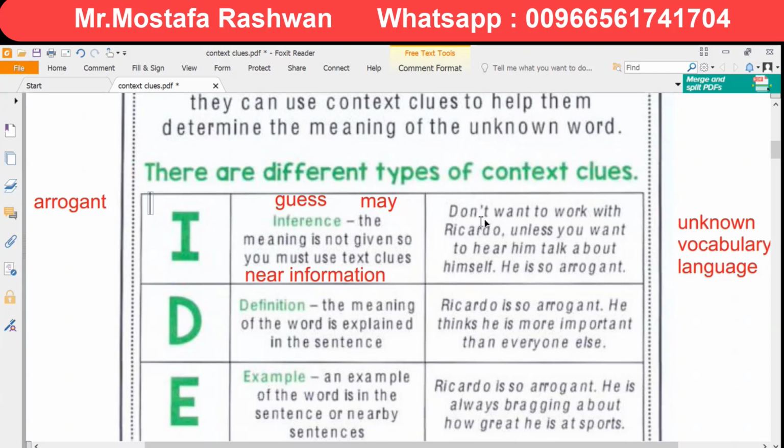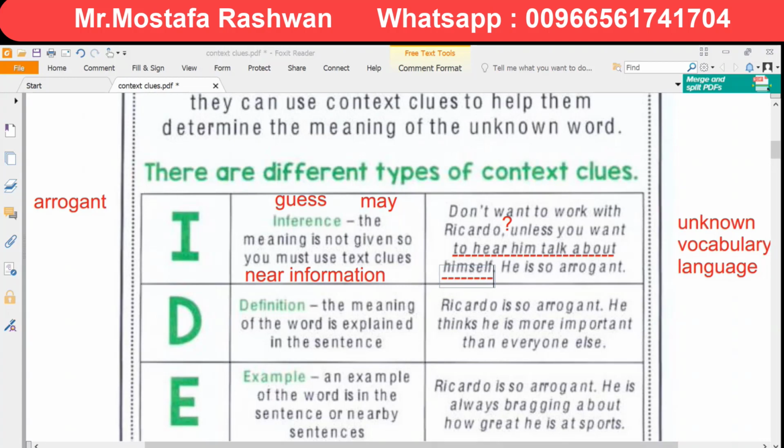In this example, he said, don't want to work with Ricardo. Somebody doesn't want to work with Ricardo. Why? Guess why he may not want to work with Ricardo. He said, unless you want to hear him talk about himself. He is arrogant. Here he gave me a clue, a context clue on which I can guess the meaning of the word arrogant. He told me here that you will hear him talk always about himself.